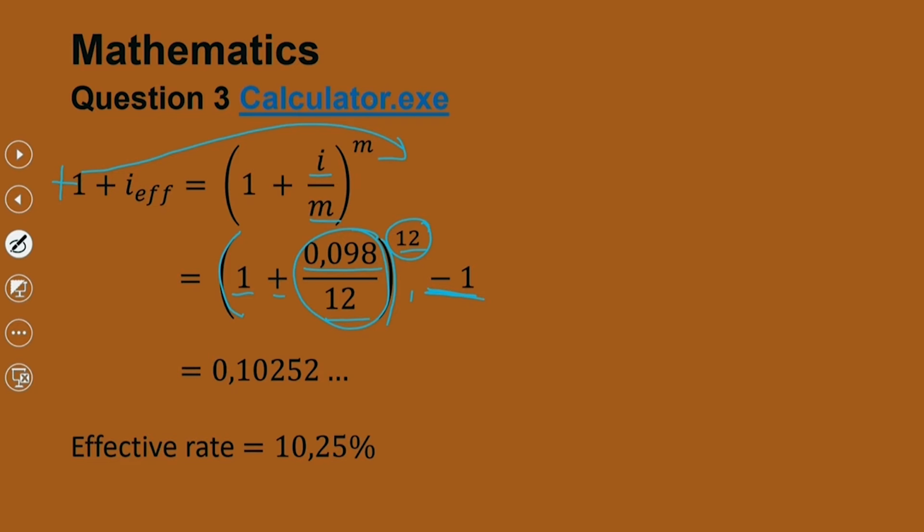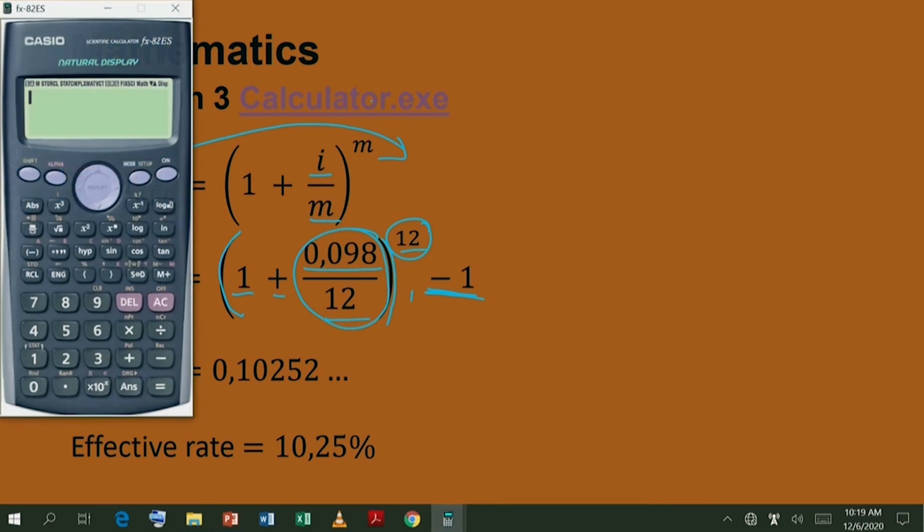Let's do that. So in order to do that, there's our calculator. What do we do? Remember, first of all, we must say open bracket. Then we say 1 plus. Then press the bracket sign. Type in 0.098. Down arrow. Divide by 12. Right arrow. And then close the bracket. Then now you must press the exponent button. There it is, to the power of 12. Then the right arrow, and we say -1. You have it.